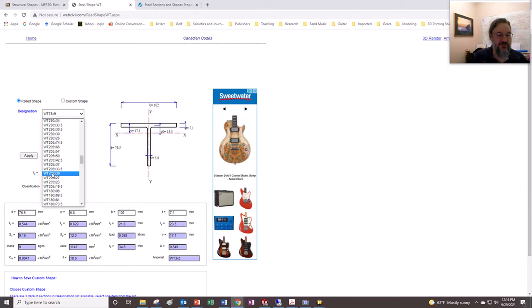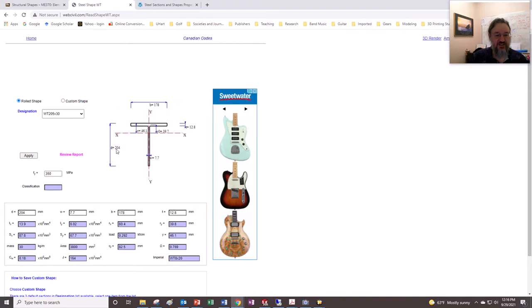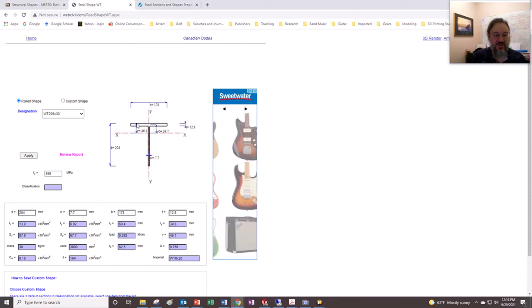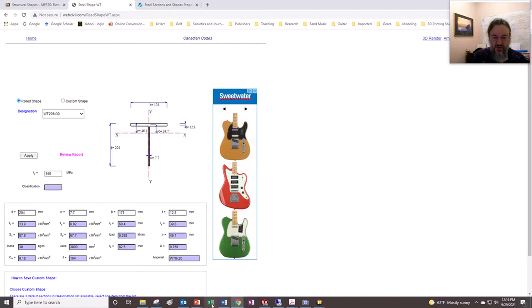Anyway, here's our WT 205. It does have American and metric on there. But we go to this, and you can see the actual dimensions. So it's 205, though they say it's actually 204. Why'd they name it 205? I don't know, they left off a millimeter. But that's the depth, and 178 is the width. Here's one that was important to me, the distance from the neutral axis, and we had 46.1. We also have the web thickness, and here's the flange thickness. So anyway, you can look that up.